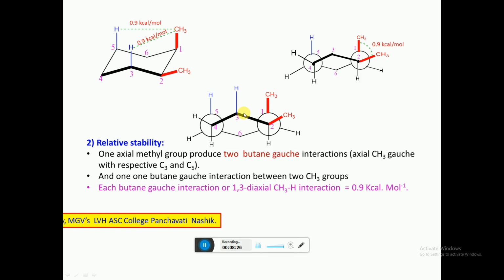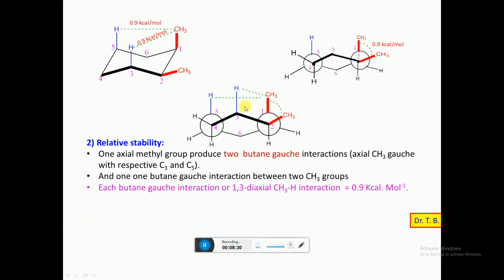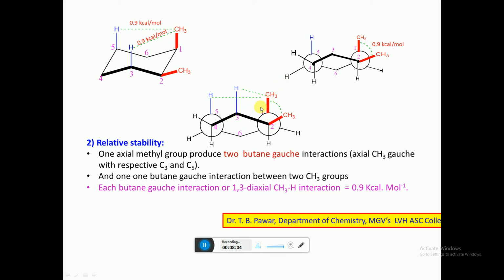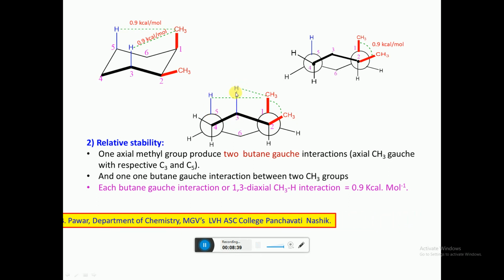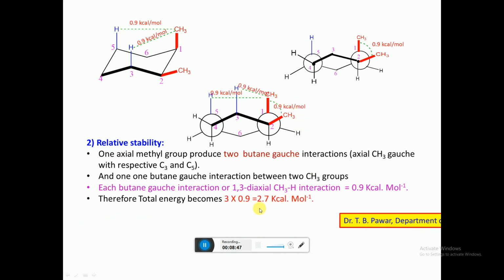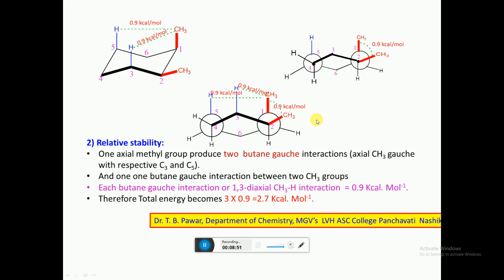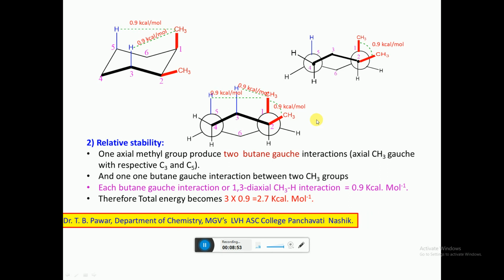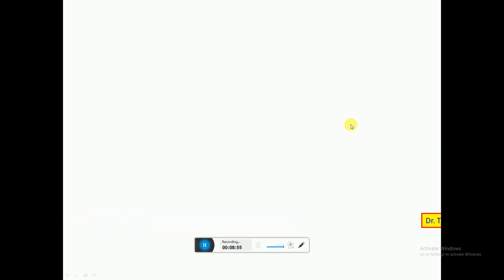So the total energy becomes, here, one gauche interaction, second gauche interaction means this CH3 to C3, CH3 axial gauche to C5, these 1,3-diaxial interactions, and this one gauche interaction, total 3 gauche interactions. 0.9 multiplied by 3 becomes 2.7 kilocalorie per mole. The energy of this molecule becomes 2.7 kilocalorie per mole.